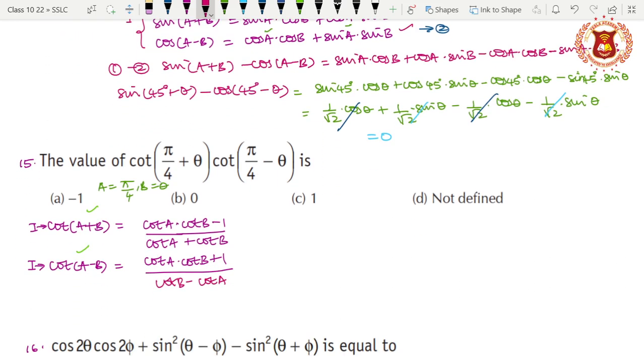Now everyone look into the problem carefully here. This problem has very unique identities. We know cot of a plus b is cot a into cot b minus 1 divided by cot a plus cot b, and cot of a minus b is cot a into cot b plus 1 divided by cot b minus cot a, right? Okay.